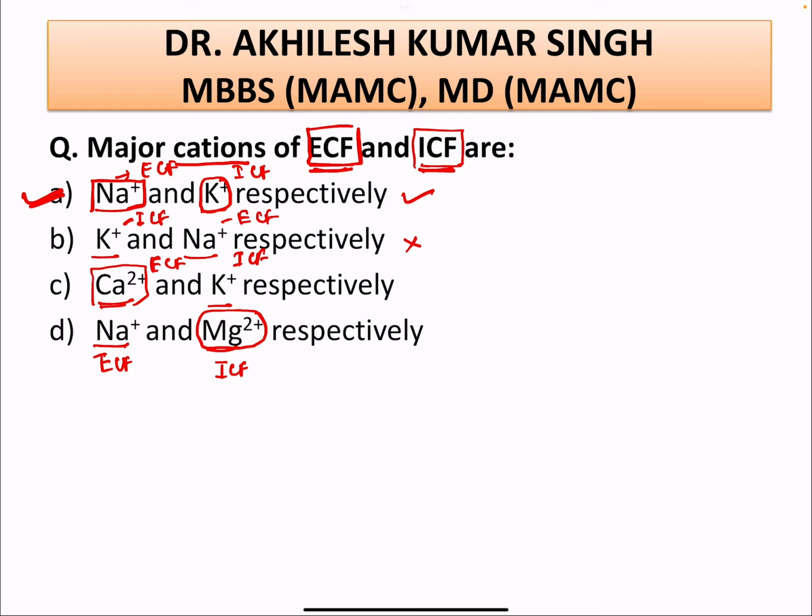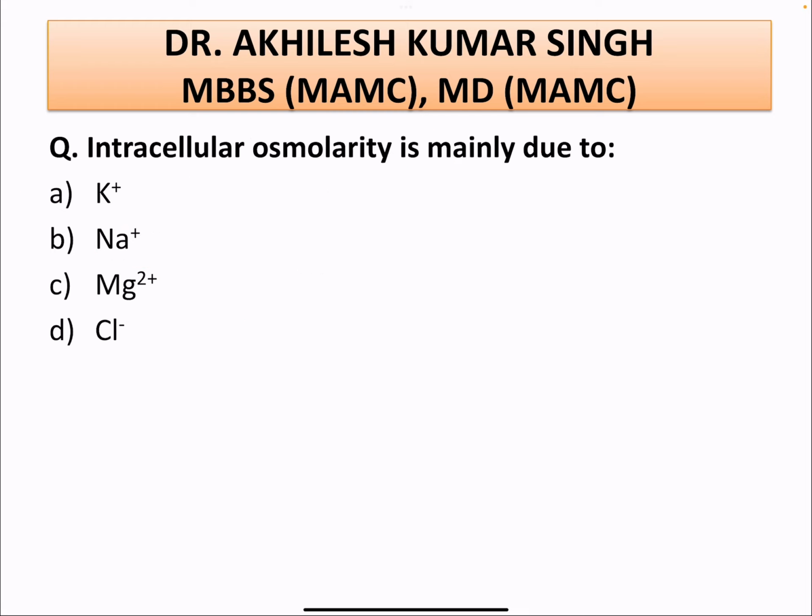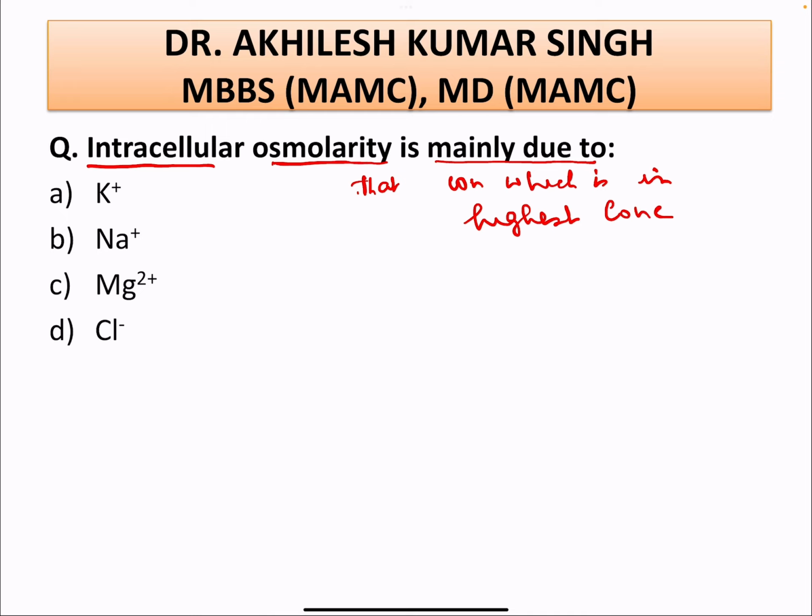Now let us look at another sample question. Intracellular osmolarity is mainly due to... So intracellular osmolarity will be mainly due to that ion which is present in the highest concentration. So which ion is in the highest concentration inside the cell? This will be the potassium ion.